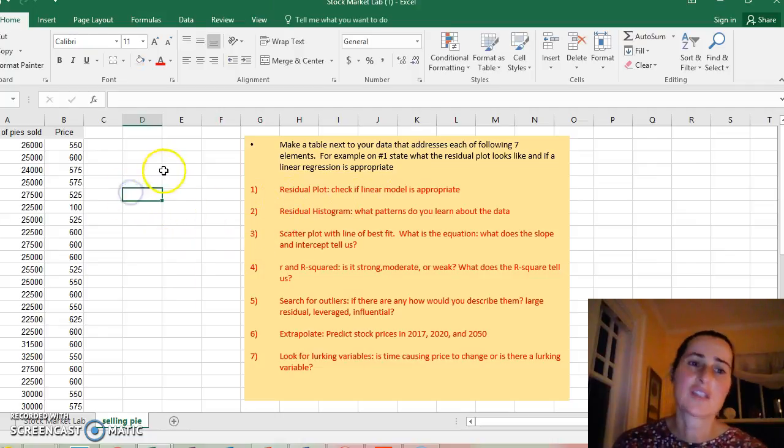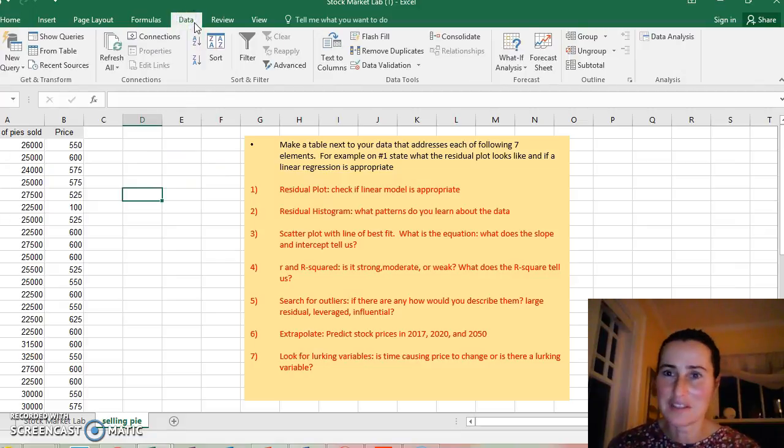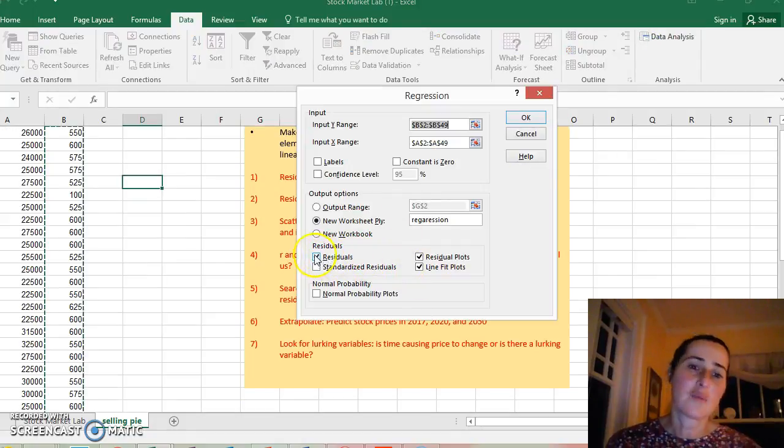So the first thing is just a residual plot. We've done this a lot in this class. I think we have, at least. I hope so. And that's just using the data analysis tool, so just do it really quickly. We have regression, and while you're here, we're actually going to be looking at 3 things, so we might as well make all 3. We're going to be looking at residuals, the histogram, residual plot, line of best fit.